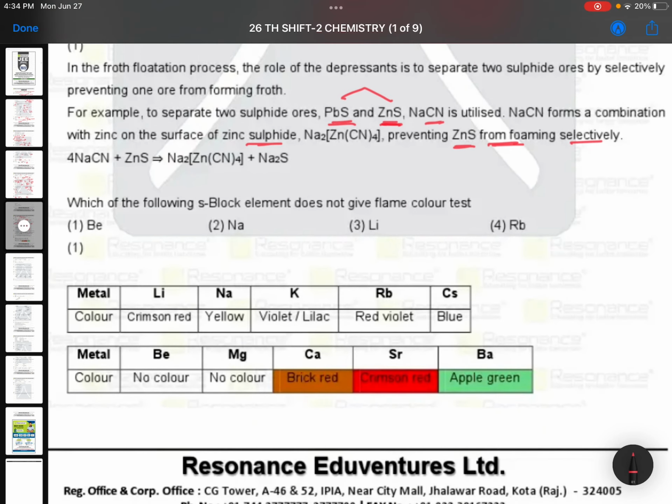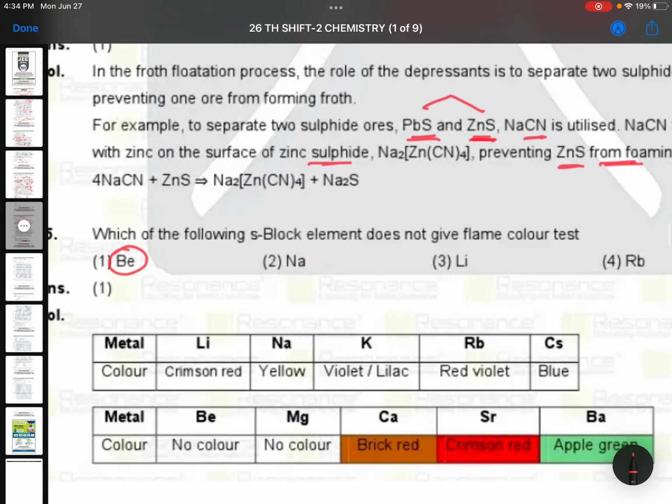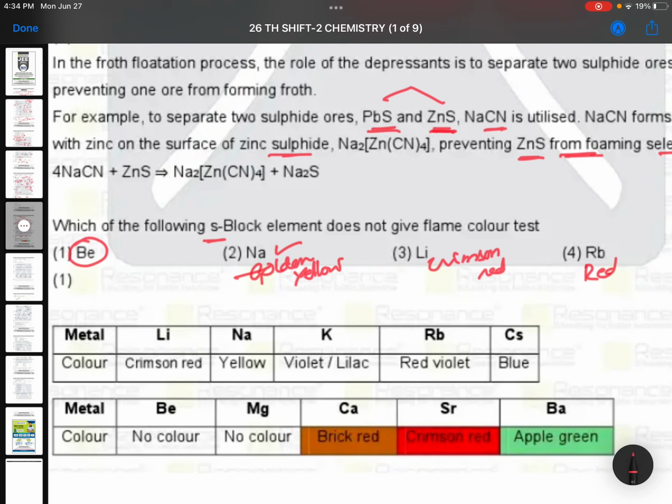Which of the following s block elements does not give flame color test? Beryllium, there is no color. Okay, s block elements: sodium is golden yellow, lithium is crimson red, rubidium is red violet, cesium is blue violet, and beryllium, magnesium no color, calcium is brick red, strontium is crimson red, and barium is apple green.